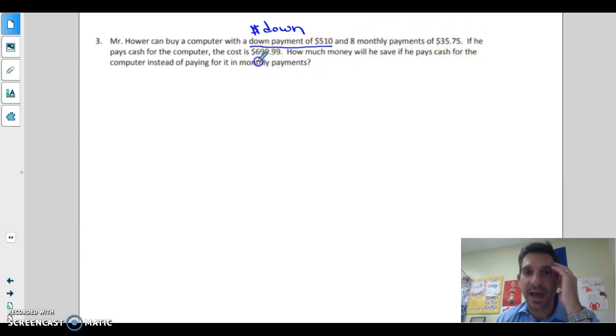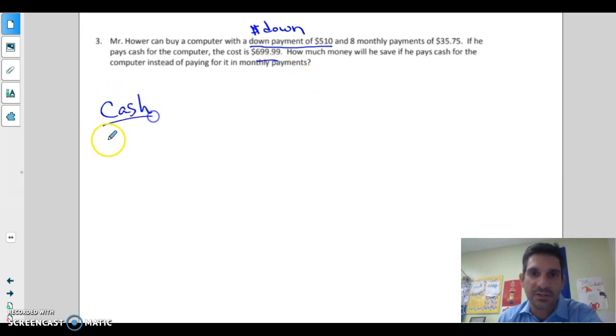But if he pays cash, just all at once, he has to pay $699.99. So let's do this. So let's do cash, because it's right here. This is going to be a multi-step problem. So this is, let's say, the down payment and monthly.